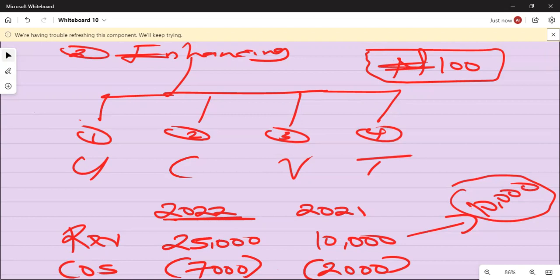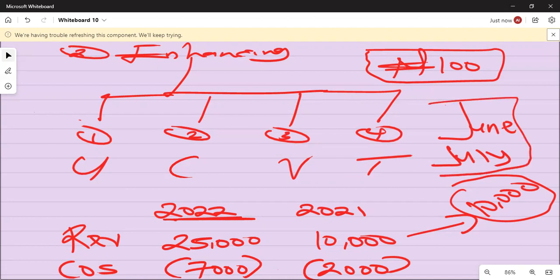And another one is timeliness. One of the characteristics of communication is timeliness. Information that you need to report as at June, try as much as possible to release it in June, not in July.